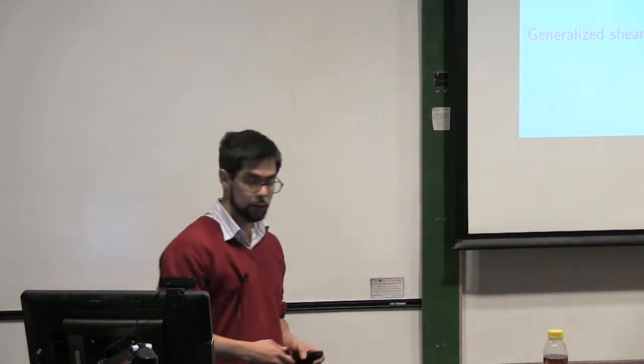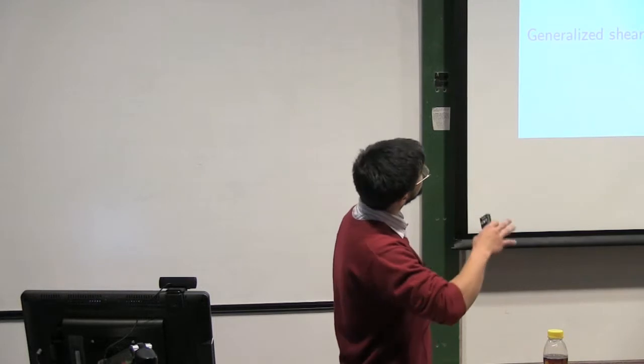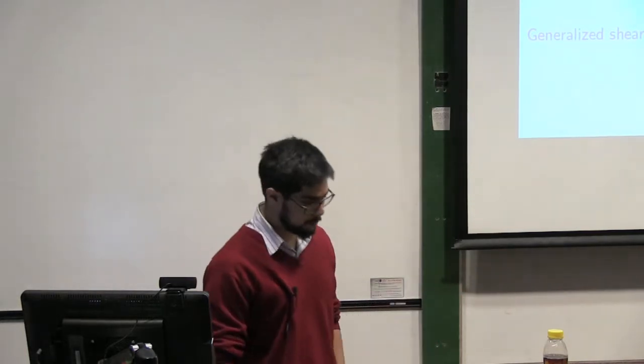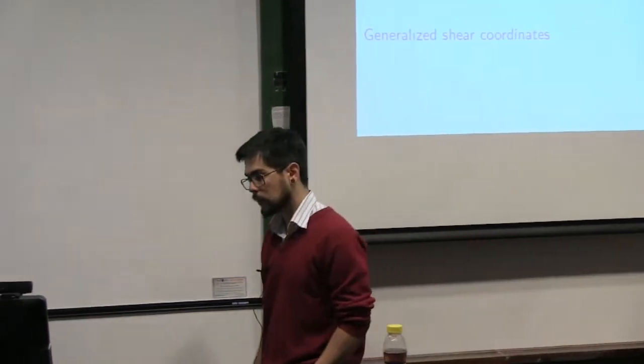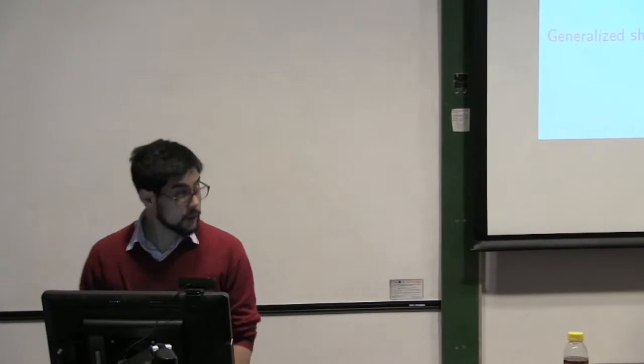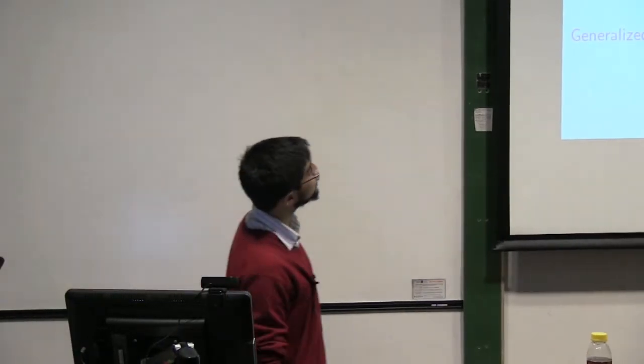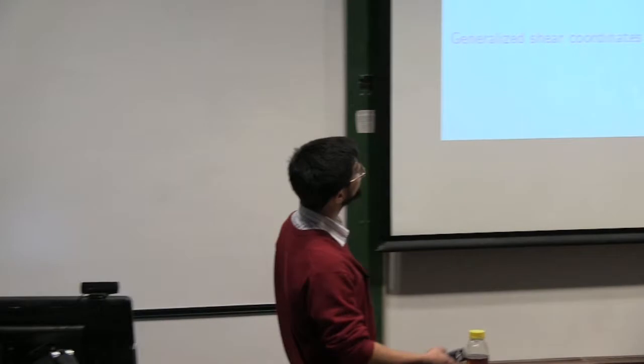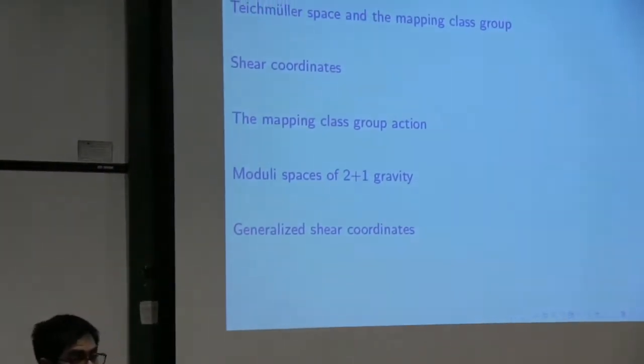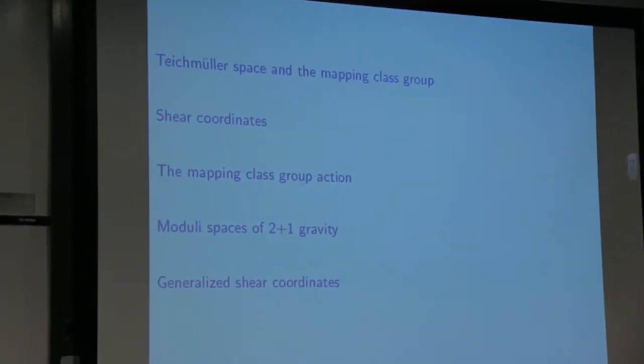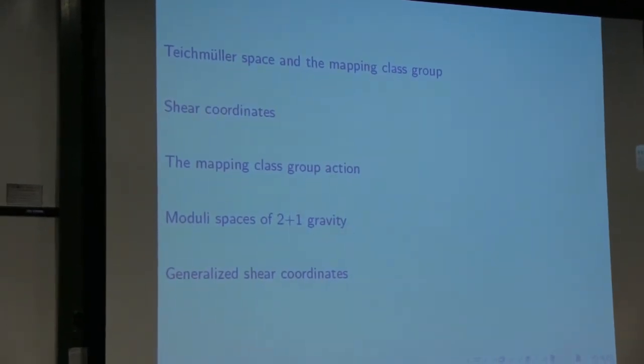In this talk, I'll try to introduce Teichmüller space and the mapping class group, which are the main objects in Teichmüller theory, one could say. And I'll introduce the shear coordinates for this space, describe the mapping class group action on the Teichmüller space in terms of these coordinates, and then I'll define the moduli spaces that we'll be considering in the work, the moduli spaces of 2 plus 1 gravity, and describe how we generalize these shear coordinates.